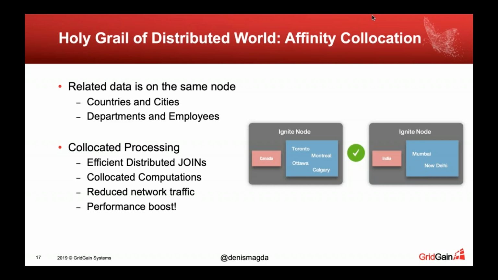At the same time, this technique helps us to run collocated computations and reduce network traffic. Because one of the golden rules that we need to remember about in-memory computing and about distributed systems is that sometimes it's not enough to put data in RAM and expect order-of-magnitude performance improvements. Our goal as architects and engineers is also to design the system in such a way that we can tap into affinity collocation, and then we can make use of collocated computations.